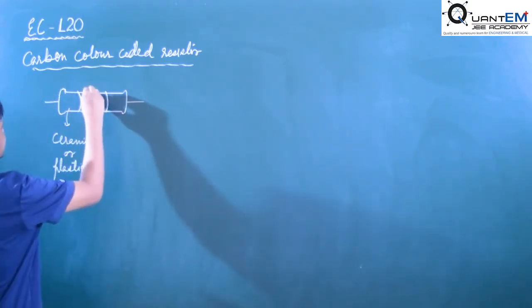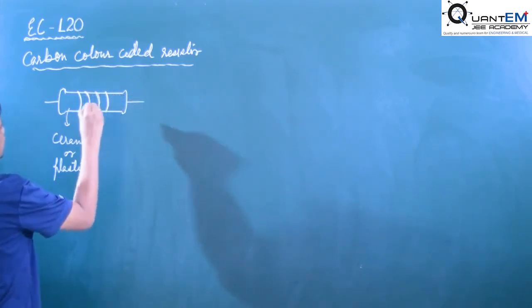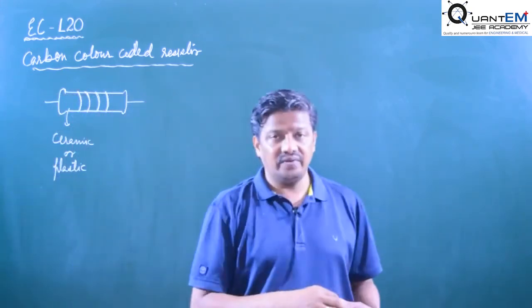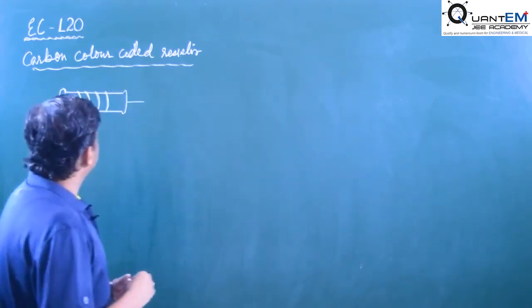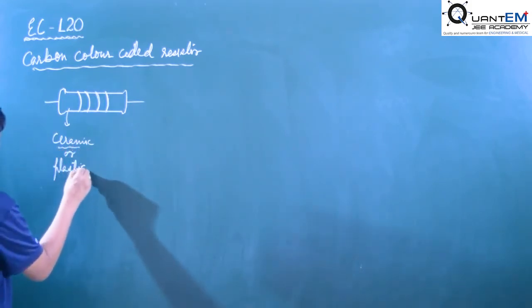4 or 3 lines we may have here. Okay, so this type of resistor you will see in number of electronic devices. Okay, so this one is of cylindrical shape, made up of ceramic or plastic.